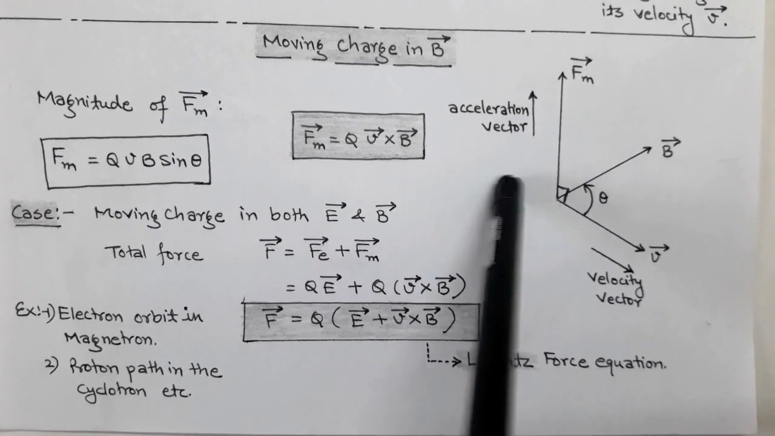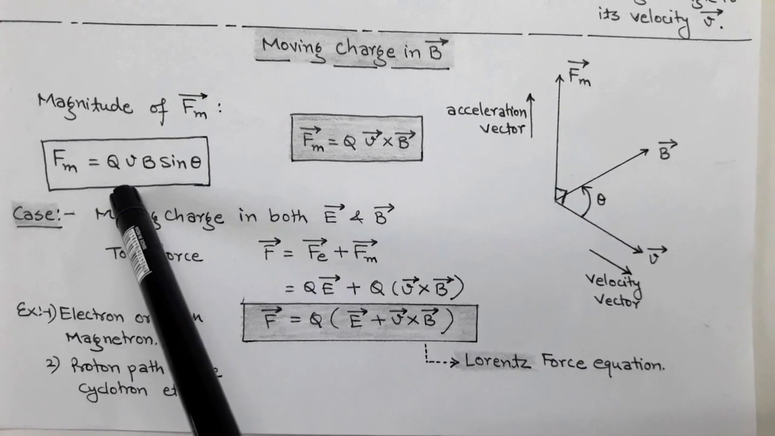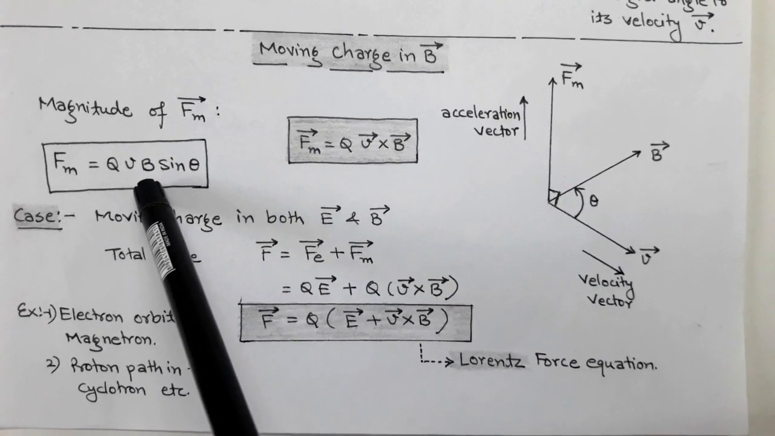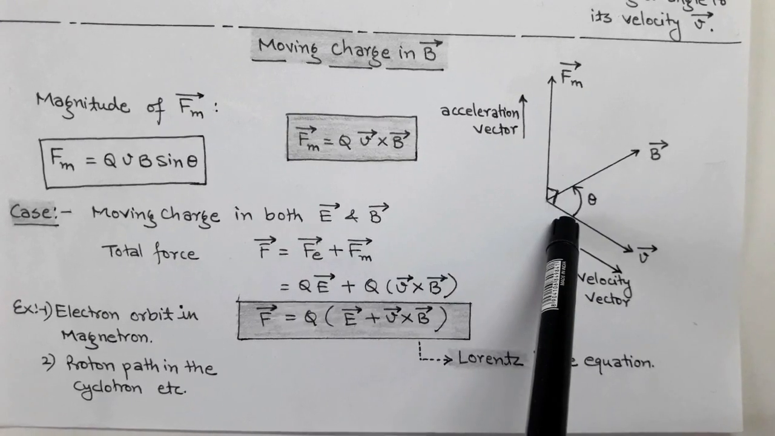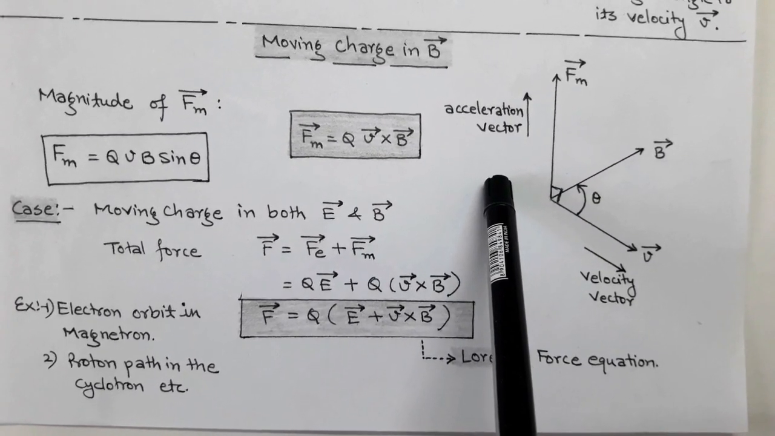Now in magnitude form, the magnetic force Fm is equal to Q, magnitude of V vector, into magnitude of B vector, and sine theta. Theta is the angle between velocity vector V and magnetic field B vector.